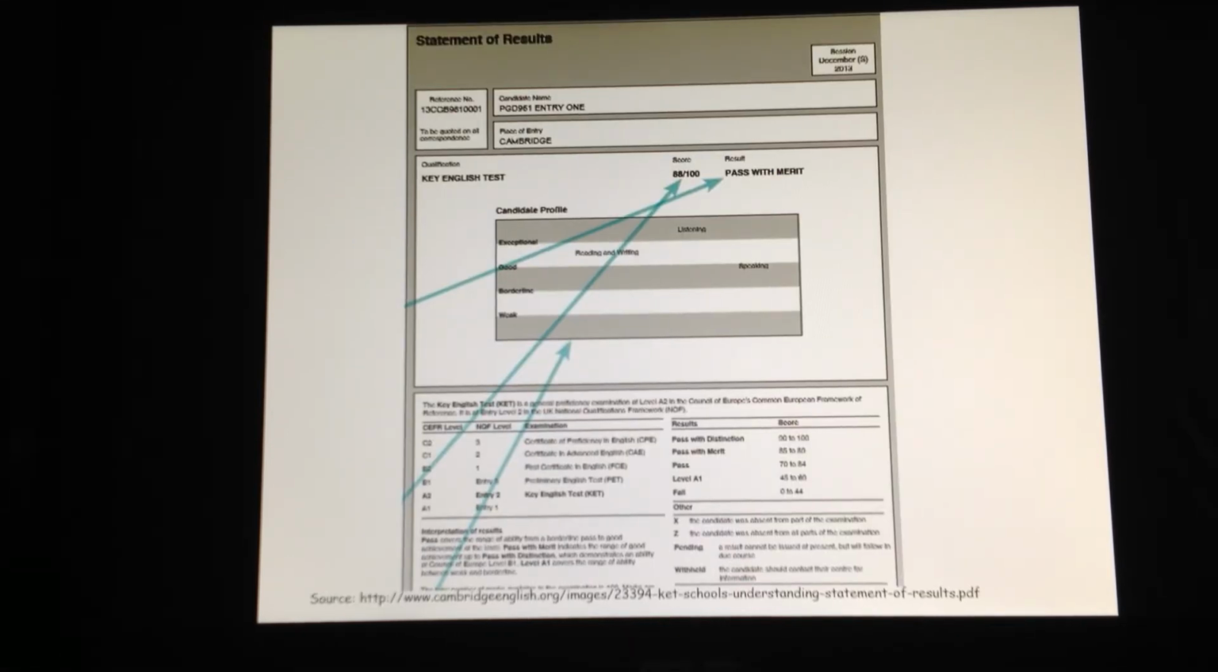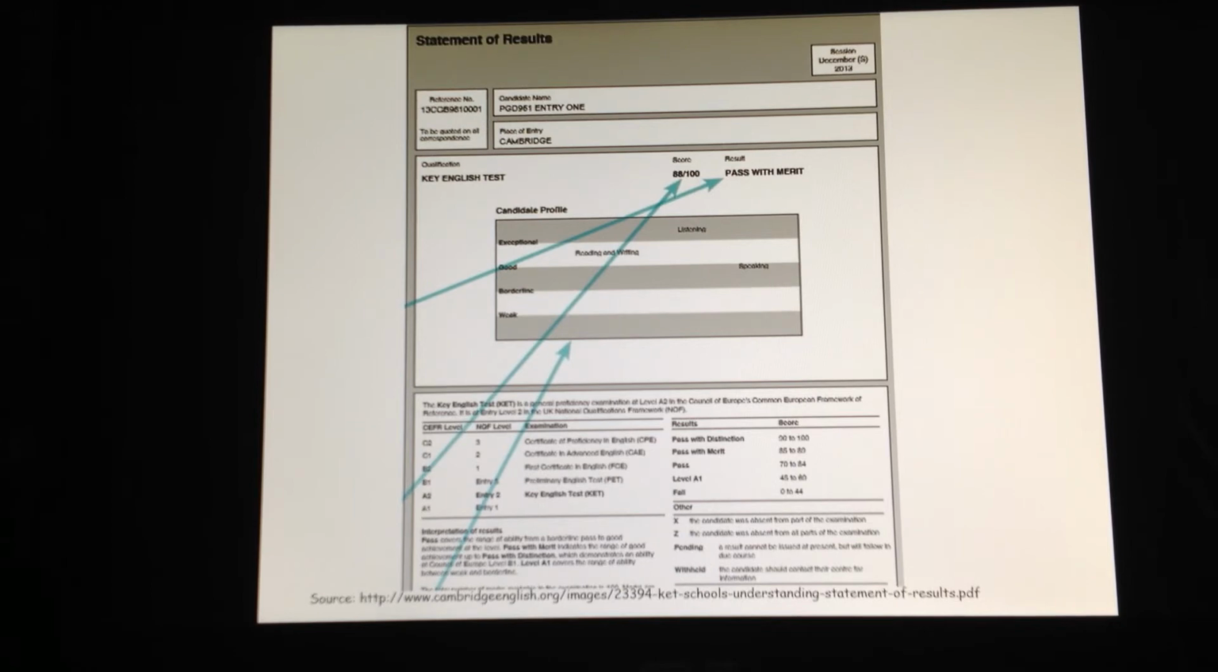So once you take the test and you get your results back, this is not the certificate, this is actually the results. So this particular test taker scored 88 out of 100, and that result is considered pass with merit. So if you look at the candidate profile, you'll see that this particular person scored in the good for reading and writing, in the exceptional area for listening, and on the borderline for the speaking part.